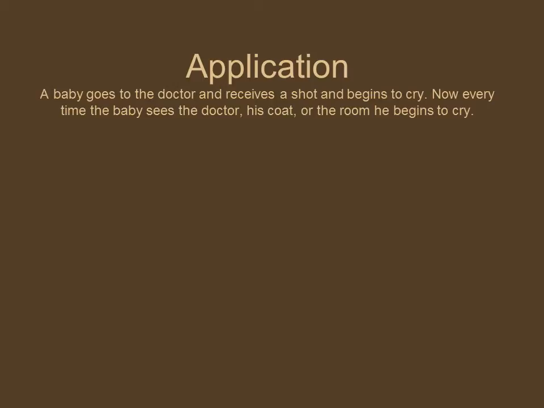Here's our example. A baby goes to the doctor and receives a shot and begins to cry. Okay, I always stop there. And I think, what is going to be the UCS? What is going to be the UCR? Things that are unlearned. Then you have the CS and the CR, which are the learned things. Always look for the reaction first, in the first part. Things that naturally happen. The UCR then would be the baby beginning to cry.